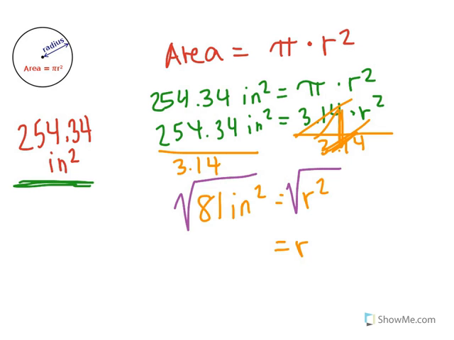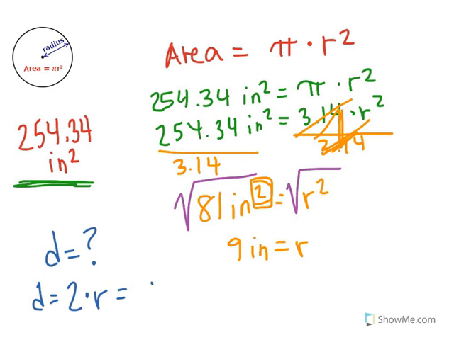Similarly, 9 times 9 is 81, and so the square root of 81 would be just 9 inches. We're getting rid of this square as well. And so our radius then is equal to 9 inches. Had the question asked us to find the diameter, I know that the diameter is equal to 2 times the radius. So in this case, that would have been 2 times 9 inches, which is 18 inches is our diameter.